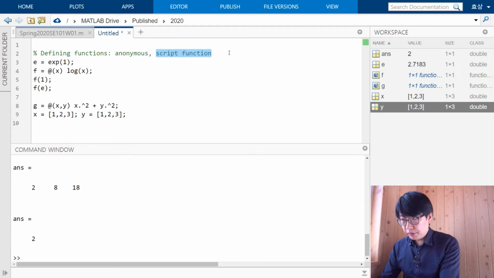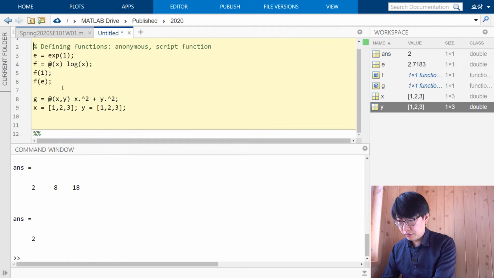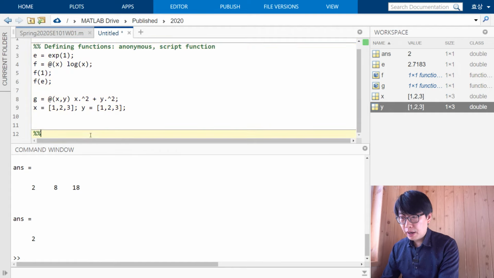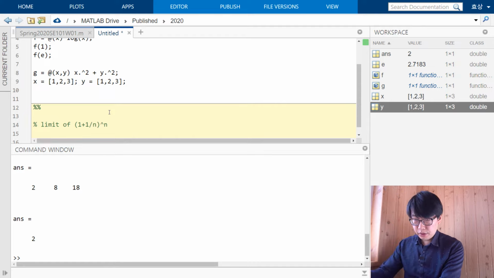We're going to use the script function later when we write a program using MATLAB. For now, let's recall what we learned in the lecture. We talked about the limit. We have the limit of 1 plus 1 over n to the power n, as n goes from 1 to infinitely large integers.